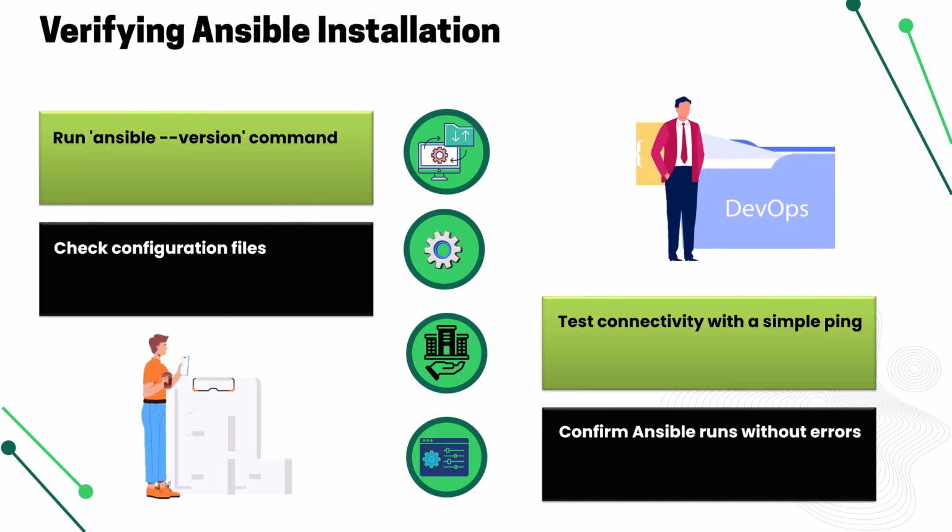Verification time. Run the ansible --version command to check if it's alive and kicking. Peek into the config files to make sure nothing's messed up. Then send a ping, kind of like saying, hey Ansible, you there? If everything runs smoothly, congratulations, you've officially mastered installation.